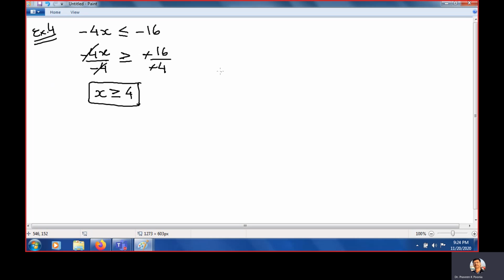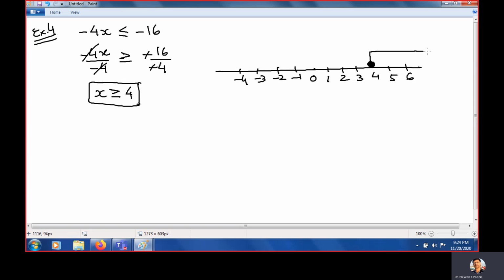So how do we draw this on the number line? We can write, because the number is small, 1, 2, 3, 4, 5, 6, and here is -1, -2, -3, -4. Now the number is 4 and equal, so we will make a dark circle. Greater than means this side, so this is covered. Finish.